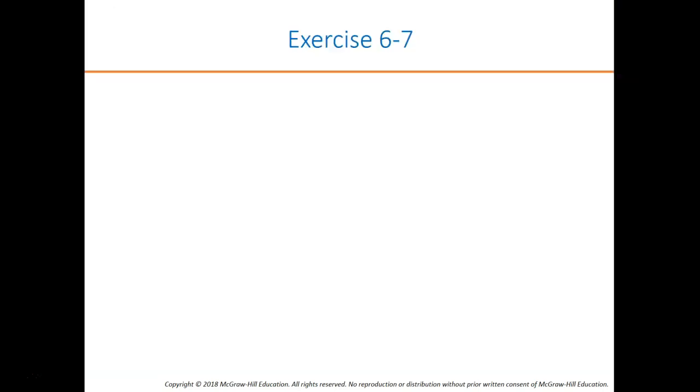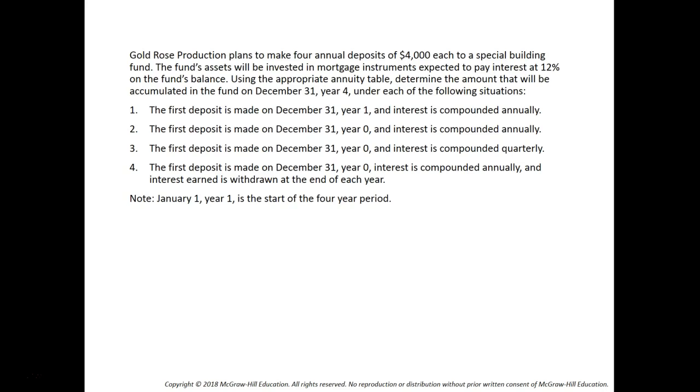Next, let's look at 6.7. Gold Rose Production plans to make 4 annual deposits of $4,000 each to a special building fund. The fund's assets will be invested in mortgage instruments expected to pay interest at 12% on the fund's balance. Using the appropriate annuity table, determine the amount that will be accumulated in the fund on December 31st, year 4, under each of the following situations.